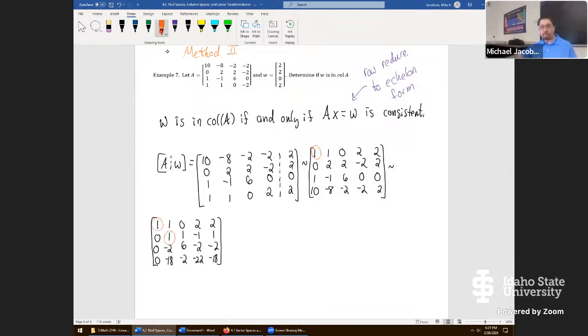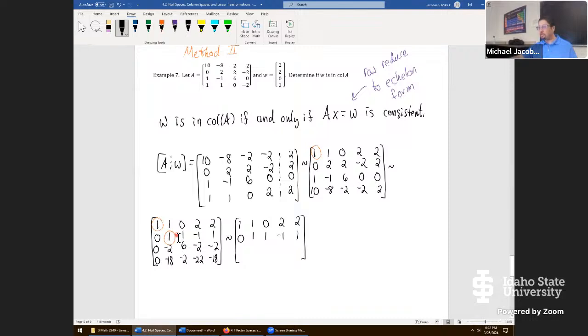To get to echelon form, the next thing you have to do is deal with the -2 and -18 down below. So again, copy in rows 1 and 2: 1, 1, 0, 2, 2, then 0, 1, 1, -1, 1. Now the operation can start.